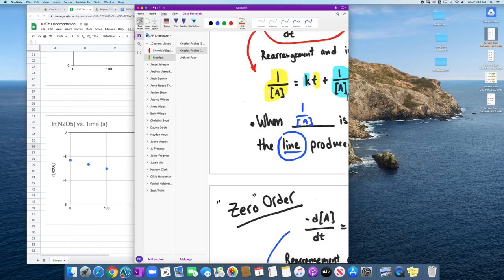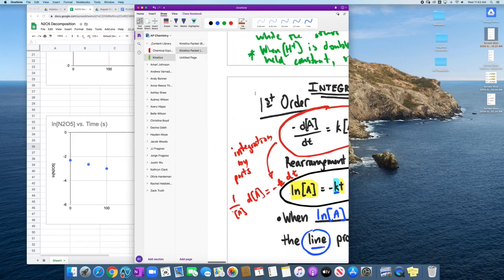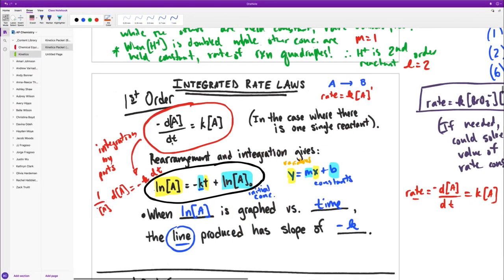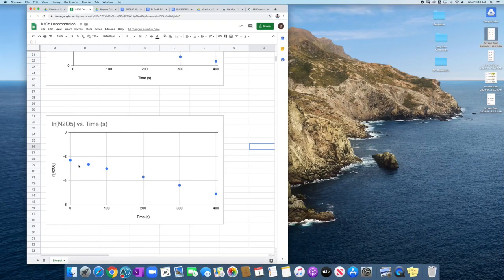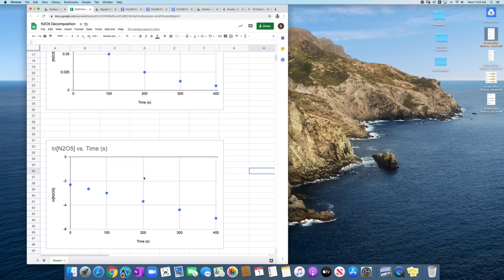Why? Because when you have a first order reaction and you graph the natural logarithm of A versus time, you get a line. And the line has a very specific slope. It's the negative rate constant. So in a later video, we could confirm that this is a line, and if we could find the line of best fit with its slope, the slope would be negative k, the rate constant. So we've just confirmed that it's first order.